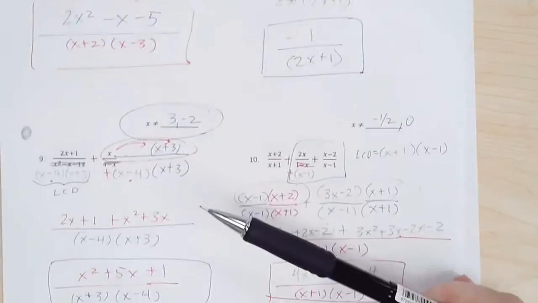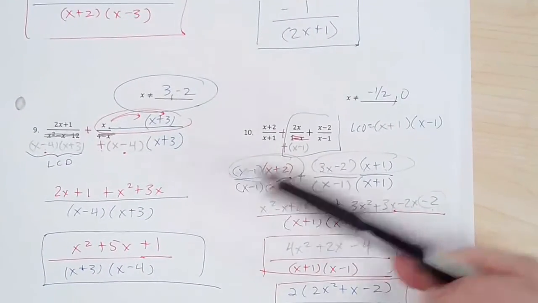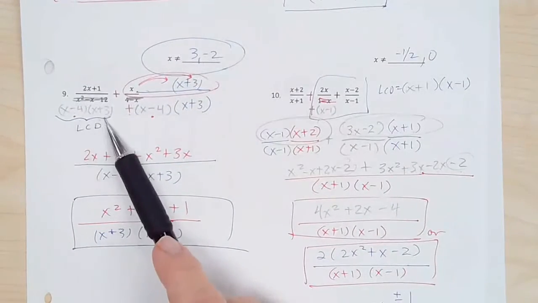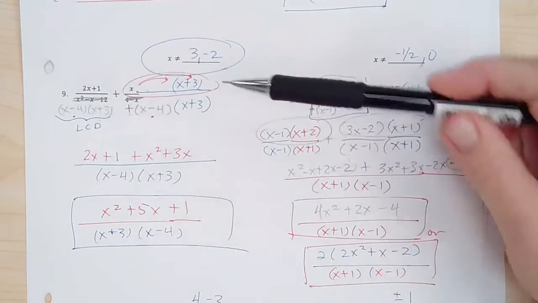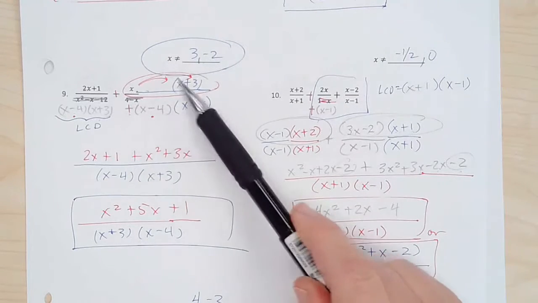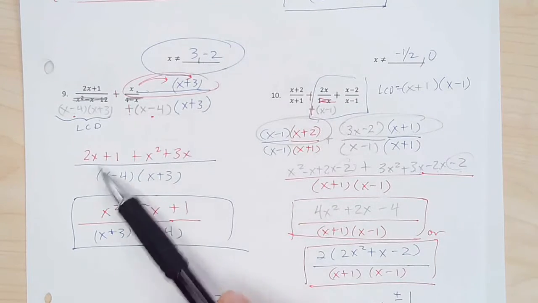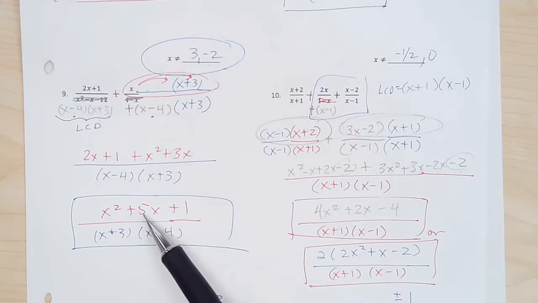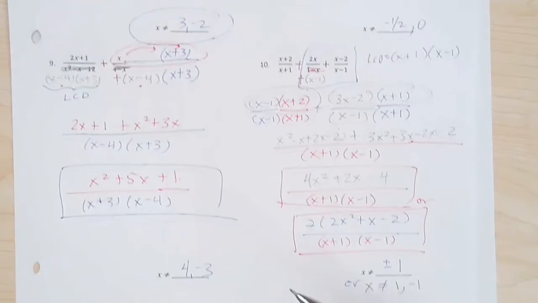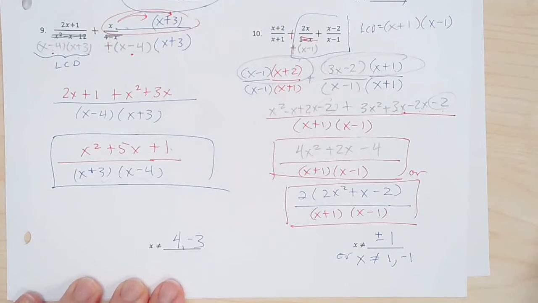Number 9, your LCD is x minus 4 times x plus 3. The second fraction needs to be multiplied by x plus 3 over itself. Distribute, combine like terms in the numerator, x squared plus 5x plus 1 over your LCD, x plus 3, x minus 4, nothing simplifies. Excluded values are negative 3 and 4.